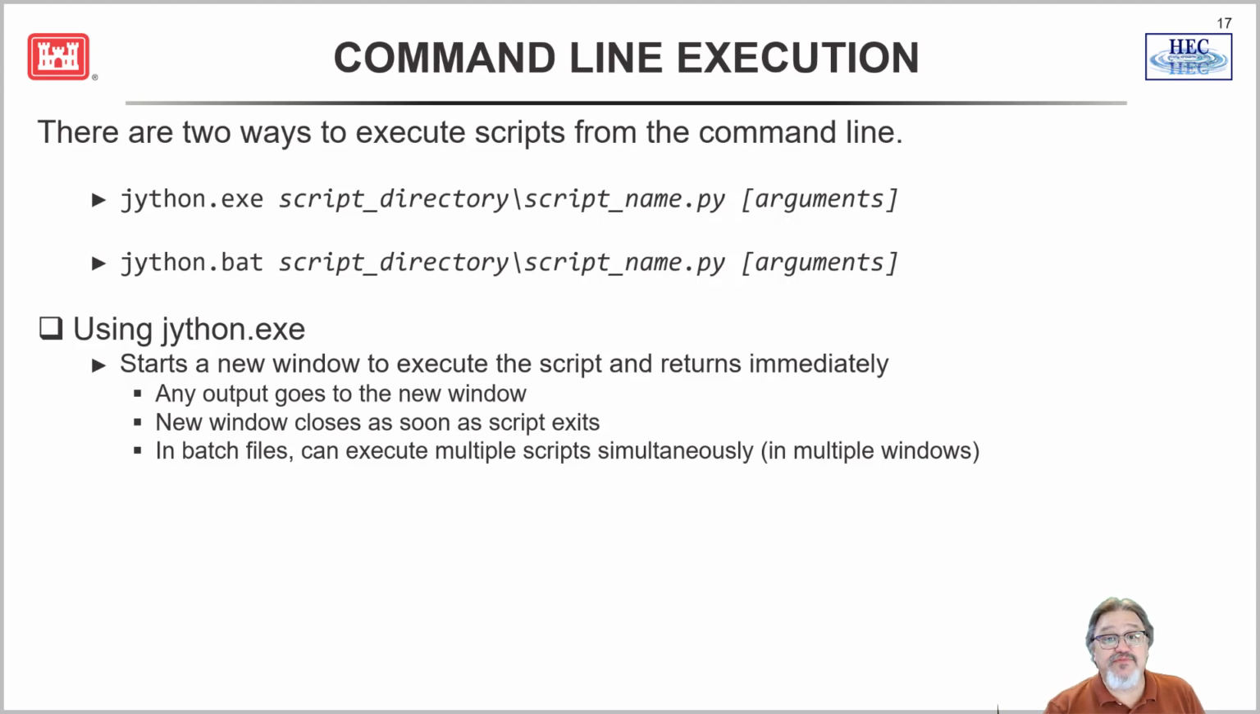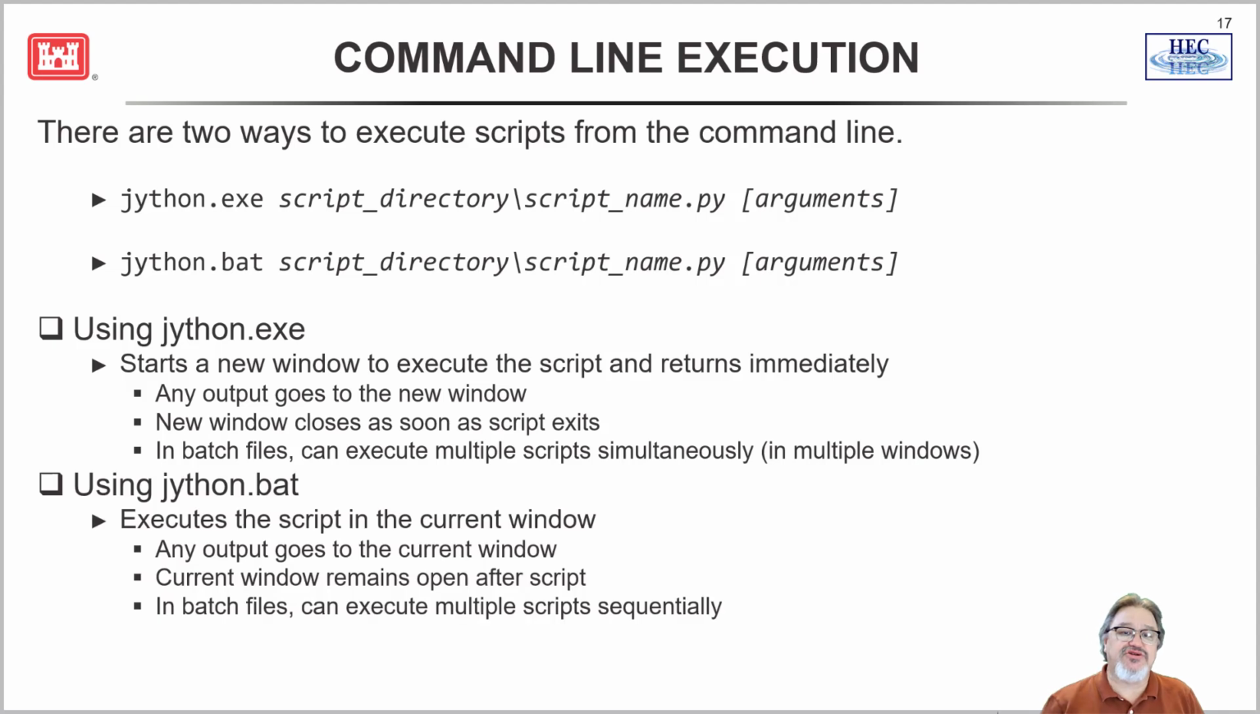So if you had several scripts that you wanted to run and none of them depend on the outcome of any of the others, you could run them all at the same time, basically using jython.exe. You can just put the lines in the batch file and run them all at once.